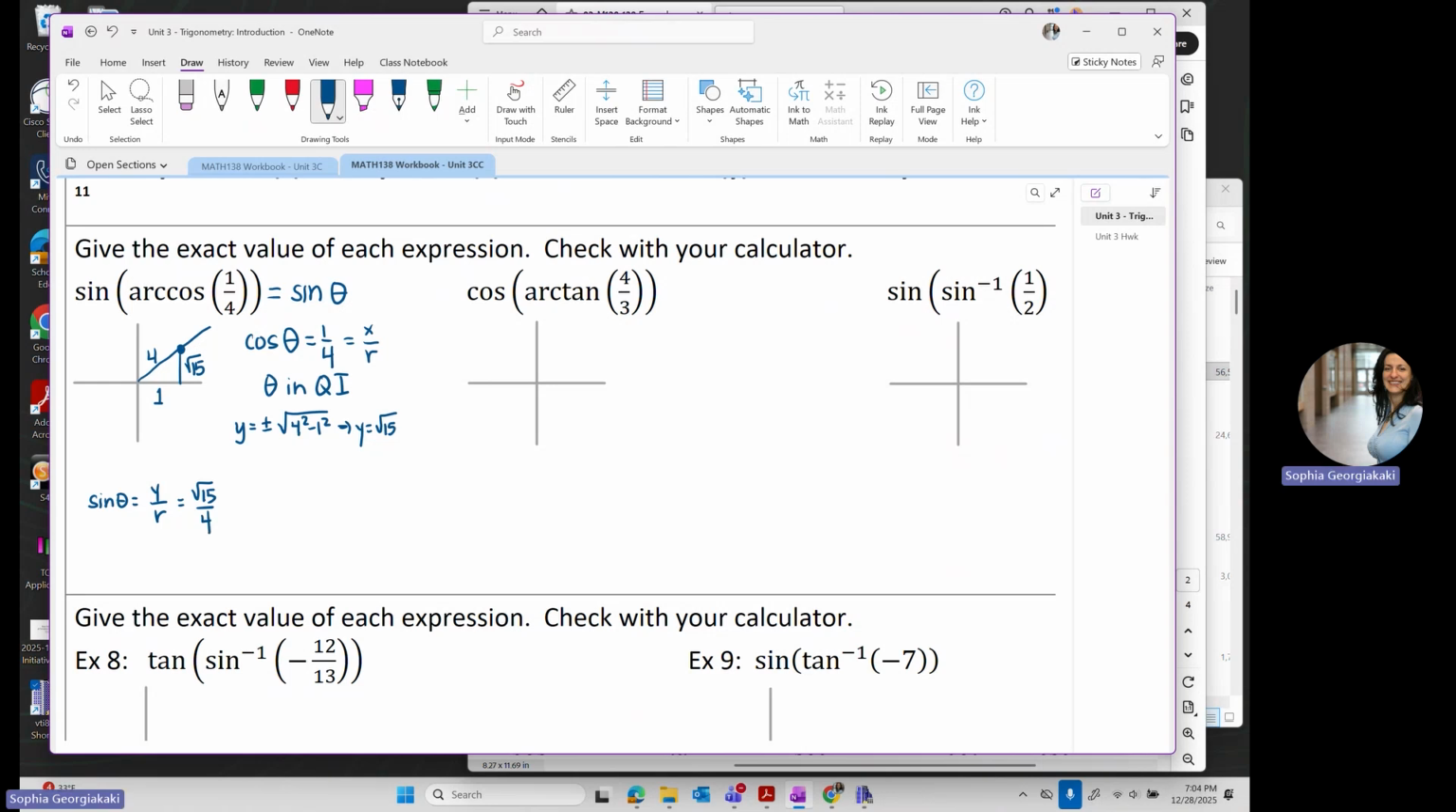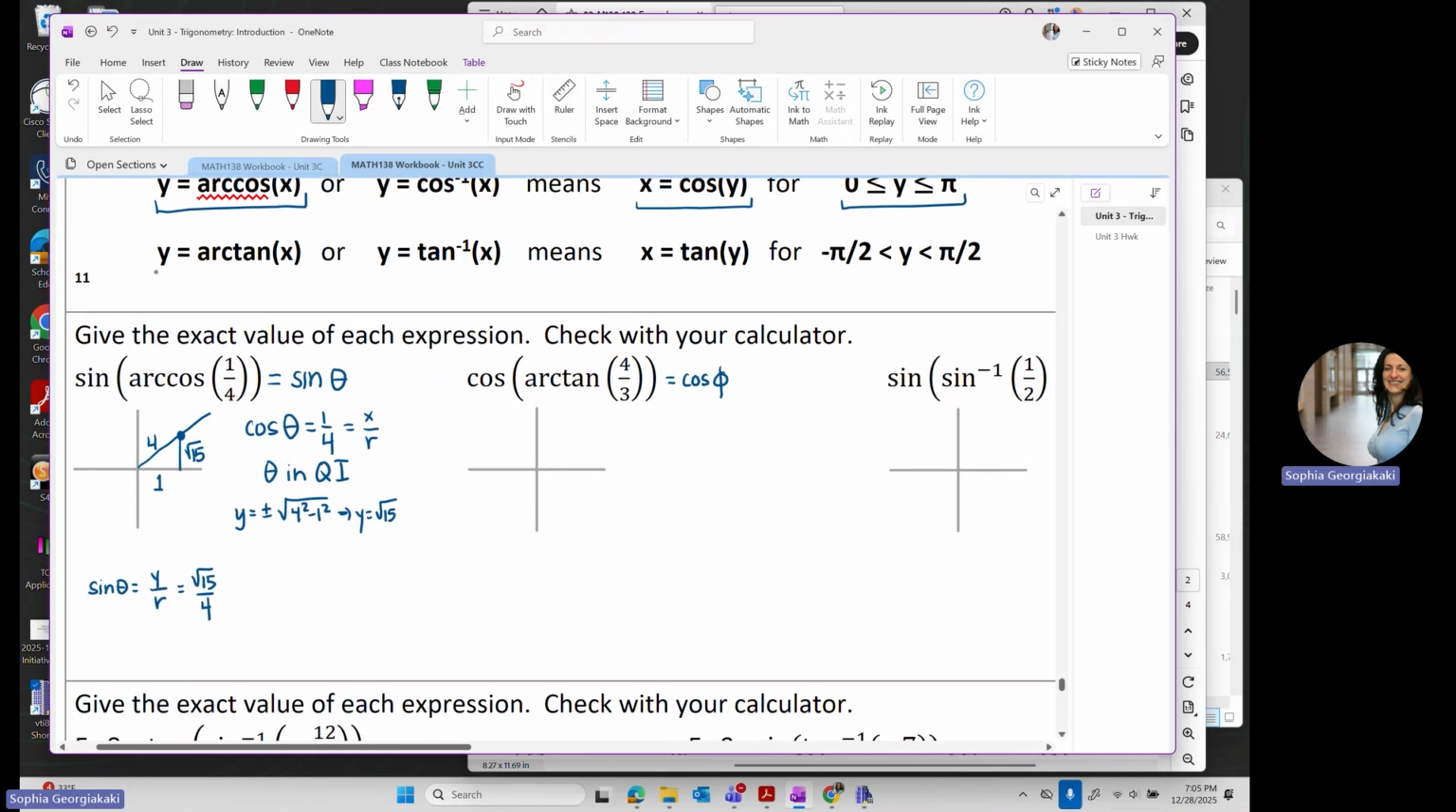Here they are asking me to find the cosine of another angle. Let's call it phi. What do I know about phi? I know that phi is the arctan of 4/3, which means the tangent of phi equals 4/3. And also, since the inverse tangent returns angles that are from negative 90 to positive 90, and since the tangent is positive, phi is in quadrant 1.